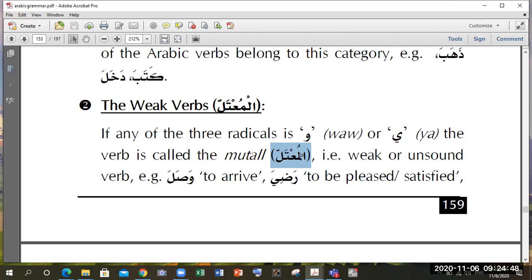Because the harf illat is coming. Why is it called mu'tal? Because waw and ya are harf illat. In Urdu, we write illat like this, with this ta. But in Arabic, we write it like this, with small ta. And you might know the rule of Arabic, that when we have to stop and it is ta in the end, we say illah. For example, if I say muallima, we say muallima. What does muallima mean?